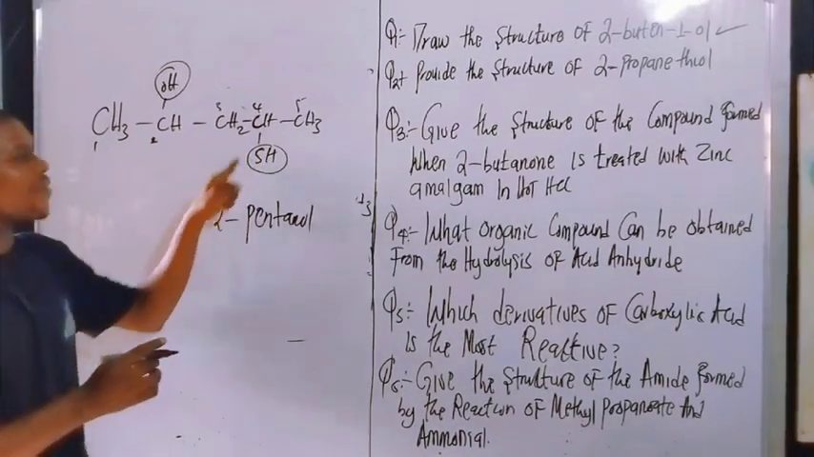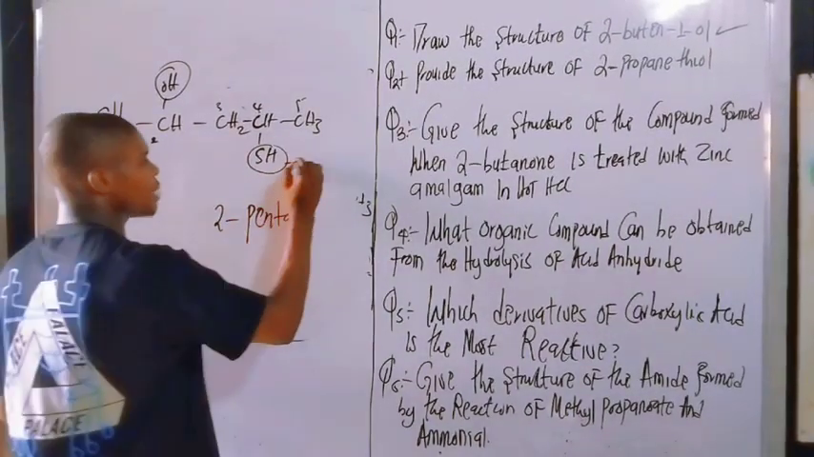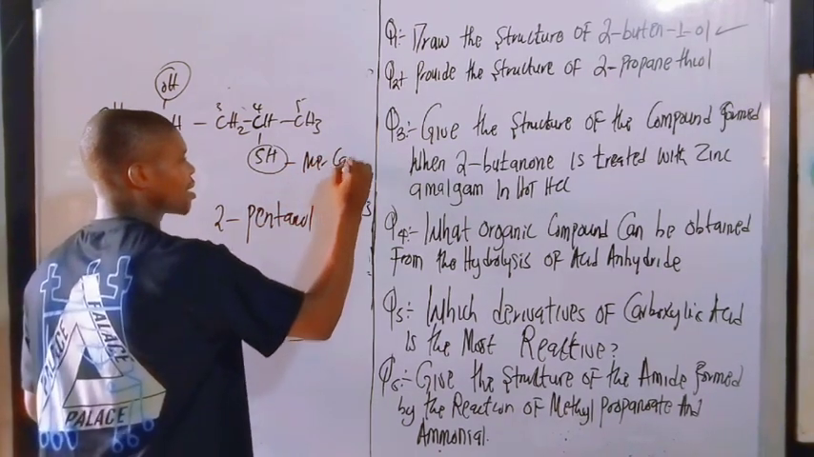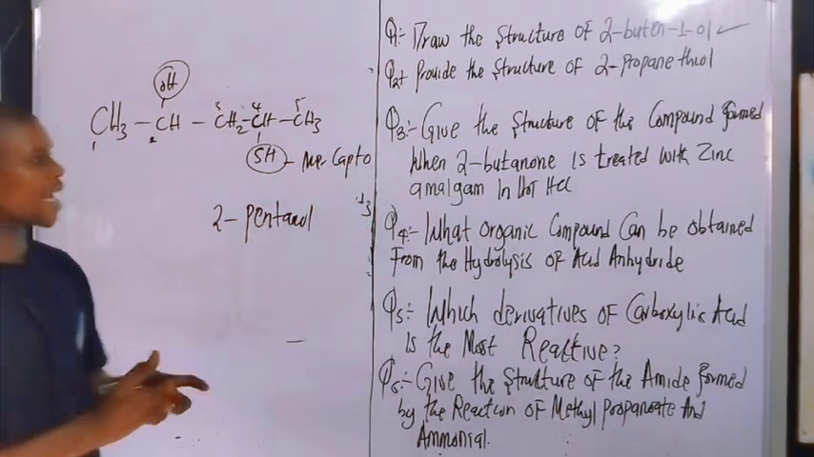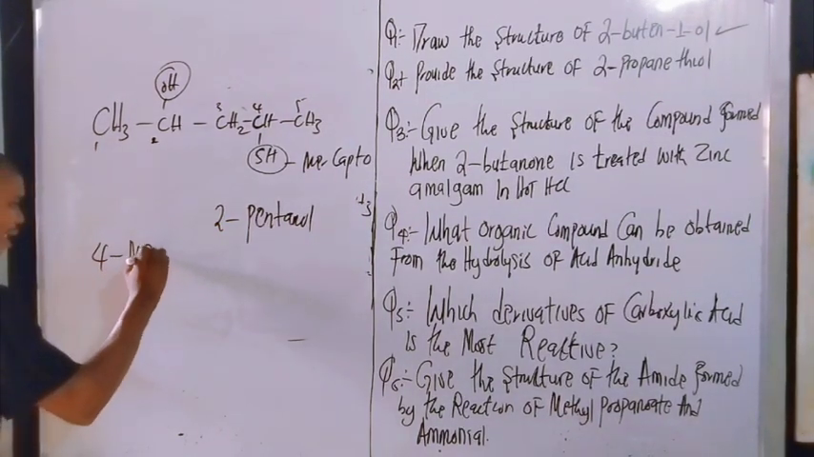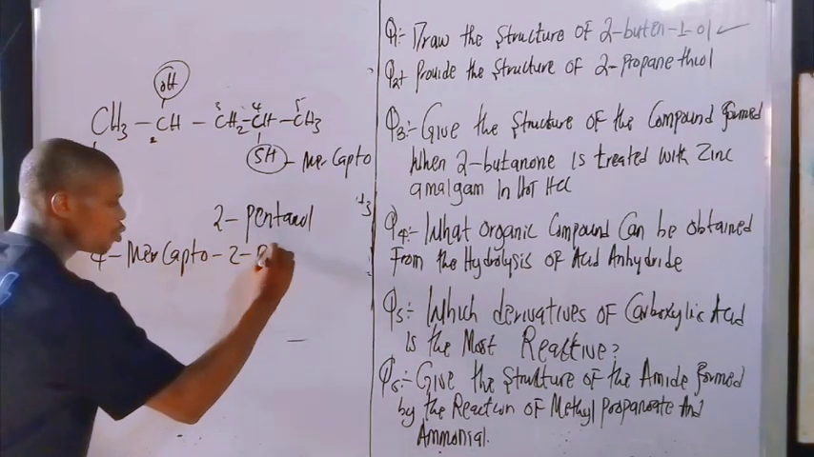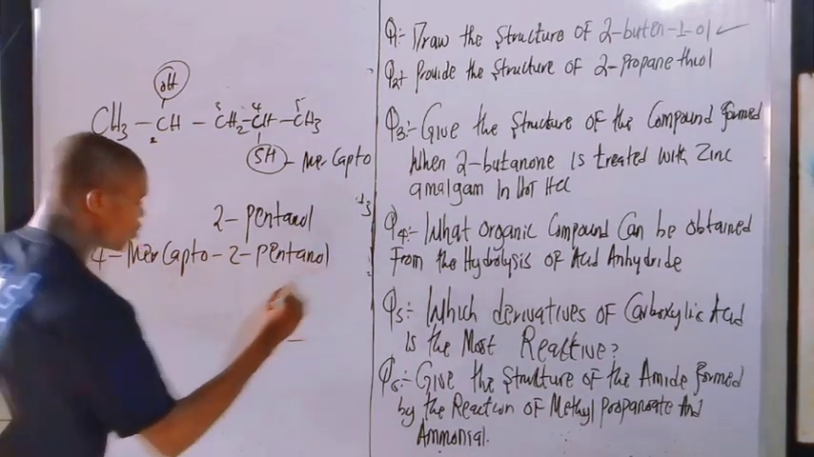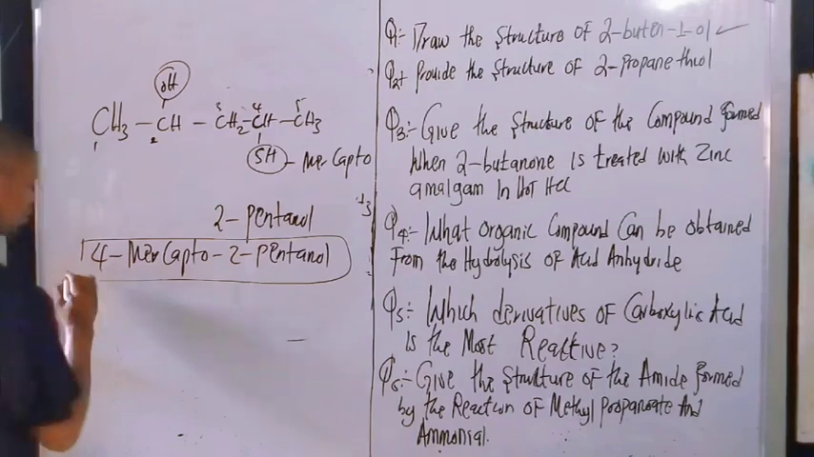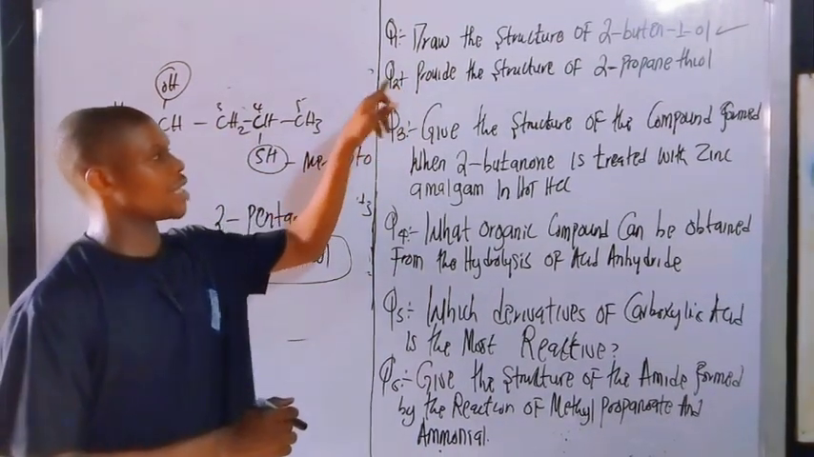So whenever SH or thiol is a substituent, it is called the mercapto group. So now it will be 4-mercapto-2-pentanol. Do you understand? That is the answer for this compound.